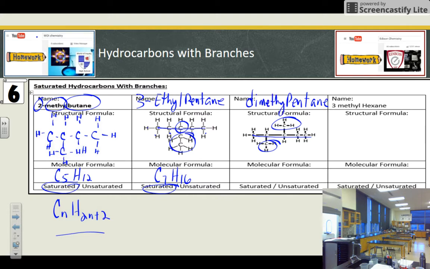Then we need to number the carbons. 1, 2, 3, 4, 5. I have 1 methyl at the 2 and 1 methyl in the 3 if I count from that direction.